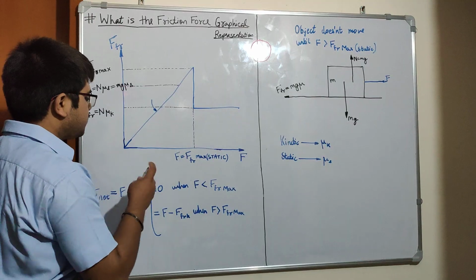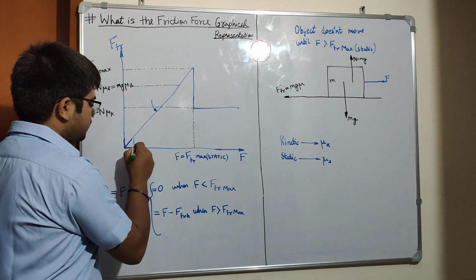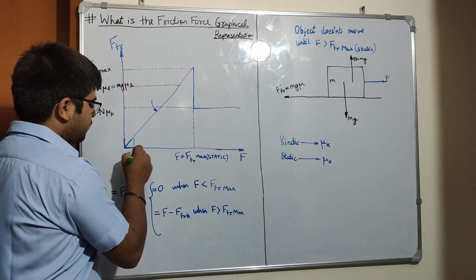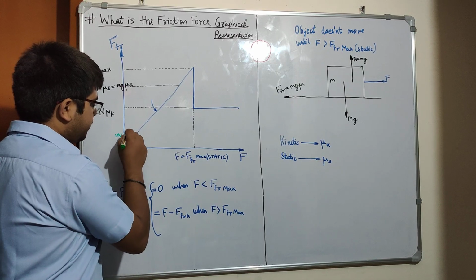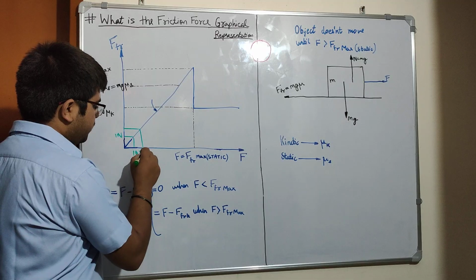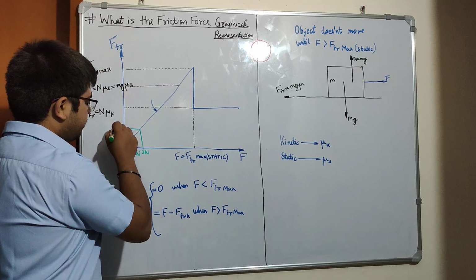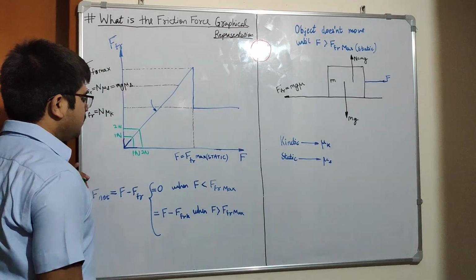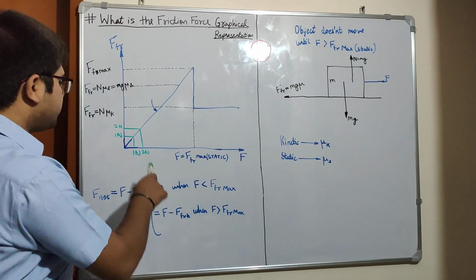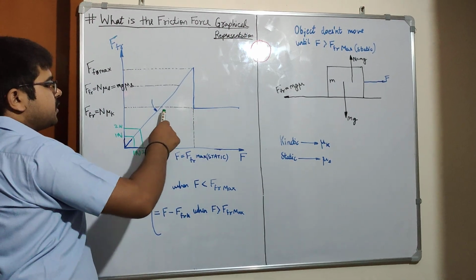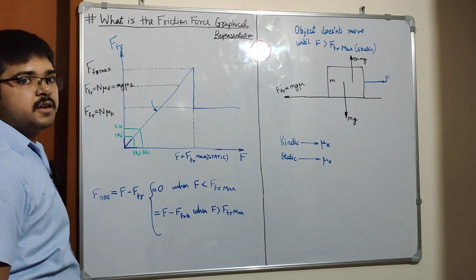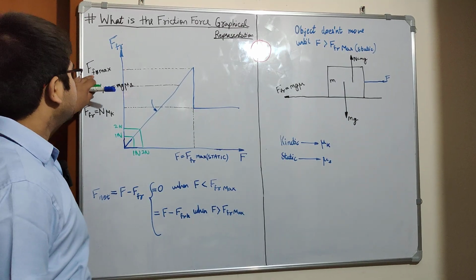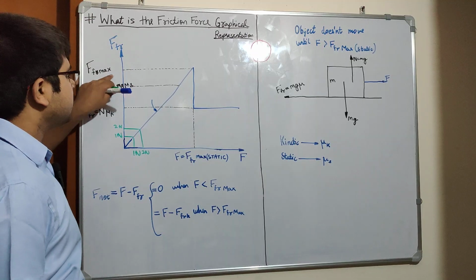Like if it is, say, 1 Newton, then the frictional force will be 1 Newton. If this is 2 Newton, then this will be 2 Newton. So like that, the frictional force will go on increasing till the maximum frictional force is achieved. That here is the frictional force maximum.